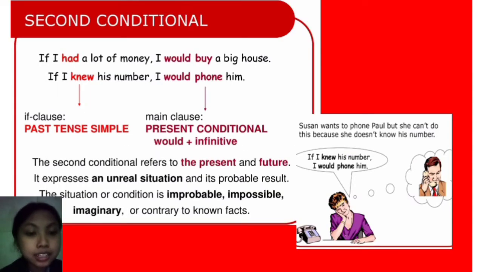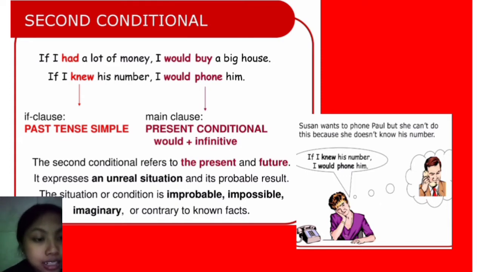Next, the second conditional uses past simple in the if clause, and for its main clause, present conditional, would plus infinitive. Here is the example. For the second conditional, the if clause is: if I had a lot of money. Here, had expresses the past simple tense. And the main clause: I would buy a big house. Here, would buy refers to present conditional, would plus infinitive buy.